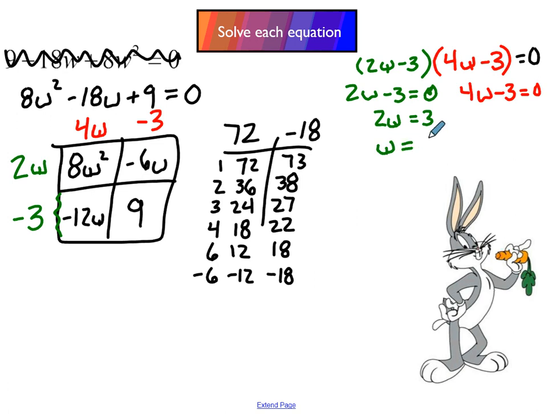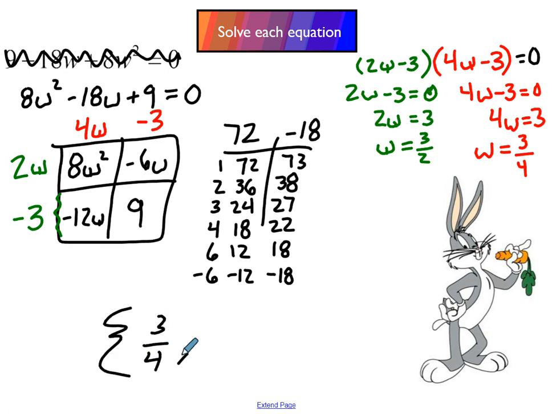On my red equation, I'm going to add 3, so I get 4w equals 3. Divide both sides by 4. I get w equals 3 over 4. The smaller answer is 3 over 4, so when I write that out, that, and then 3 over 2 comes next. We have one more example to go.